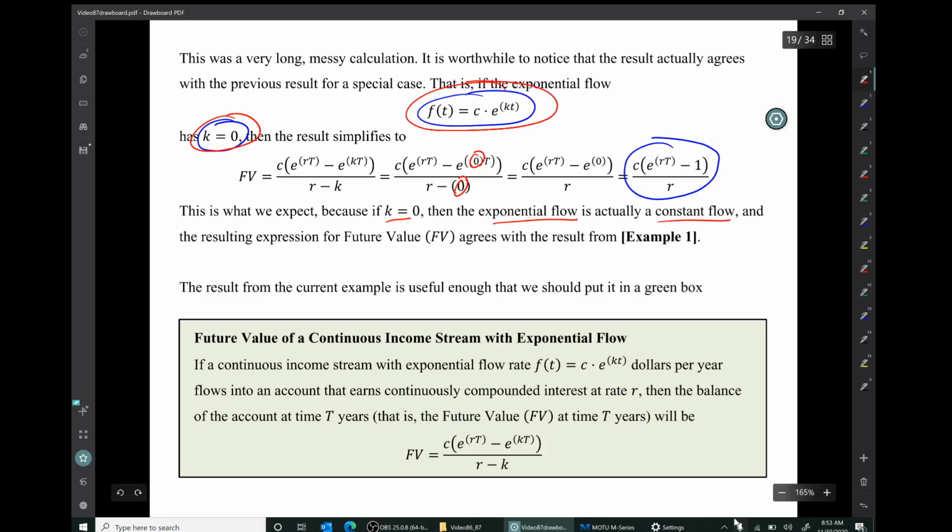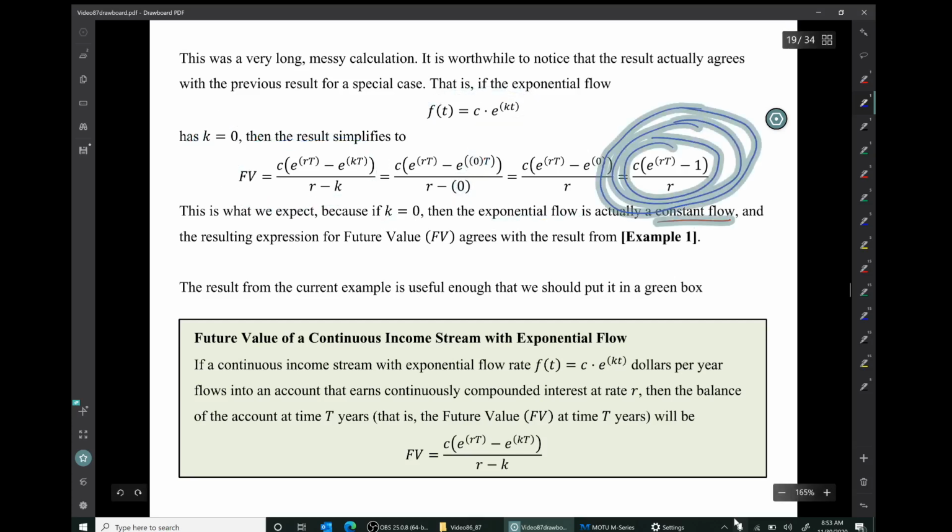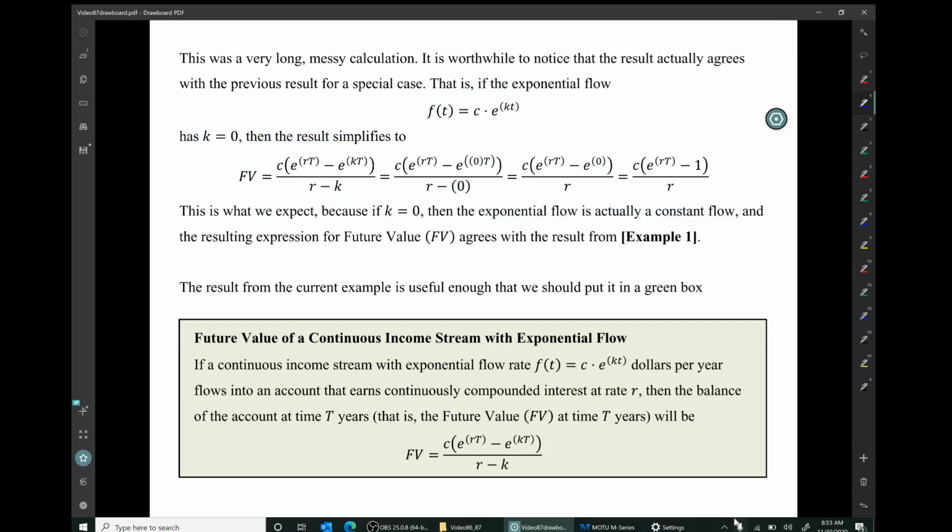The flow would be f of t equals c. And we found the future value for a constant flow with flow rate c in example 1, and we got this exact same formula. So our messy formula for the future value of an exponential flow reduces to the simpler case of the future value for a constant flow in the special case when k is equal to 0. That gives us some confidence both in our current result, which is this messy thing, and our earlier result, which was this simpler expression.